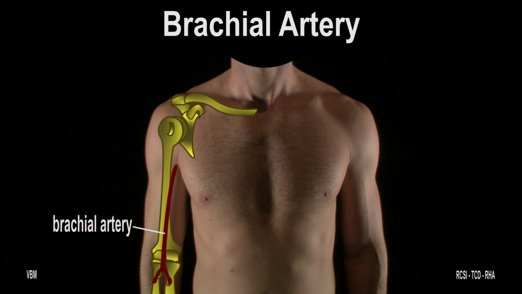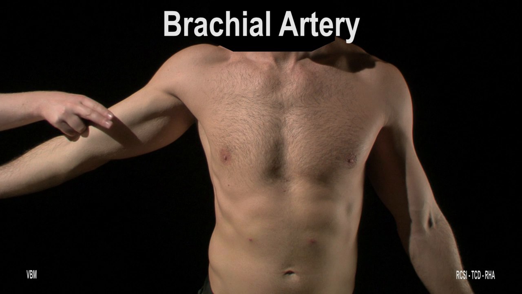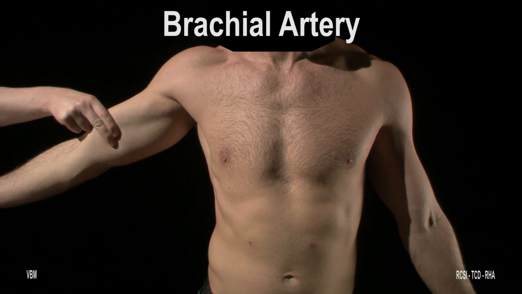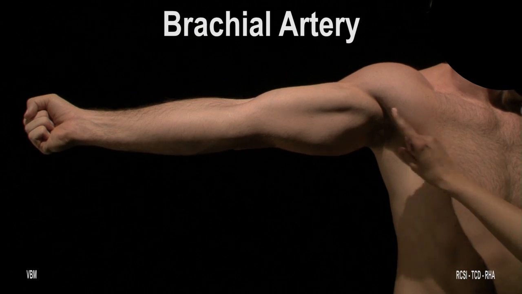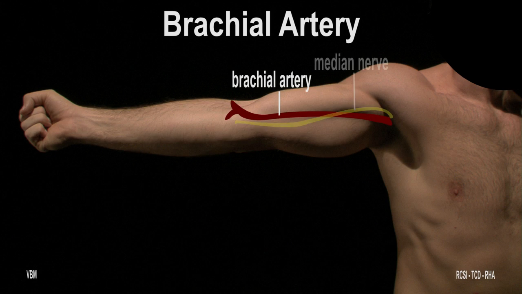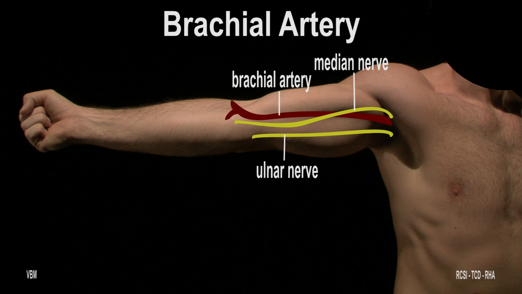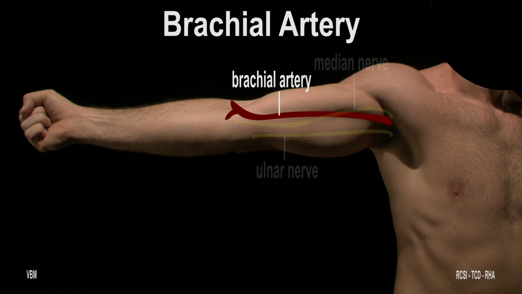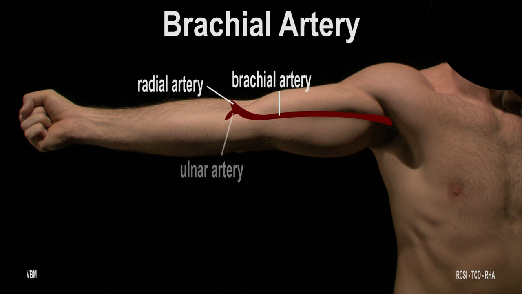Soon after its origin, it gives off the profunda brachii artery, which passes laterally with the radial nerve into the spiral groove. Palpate the brachial artery on the medial side of the arm, in the cleft between the biceps brachii and the triceps brachii muscles. The median nerve courses with the brachial artery, whereas the ulnar nerve deviates posteriorly from it in the distal arm. The brachial artery passes anterior to the elbow joint and bifurcates in the cubital fossa into the radial and the ulnar arteries.